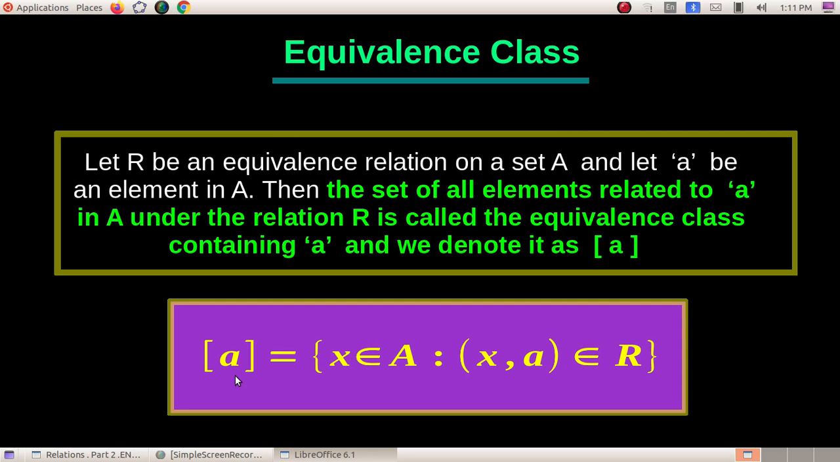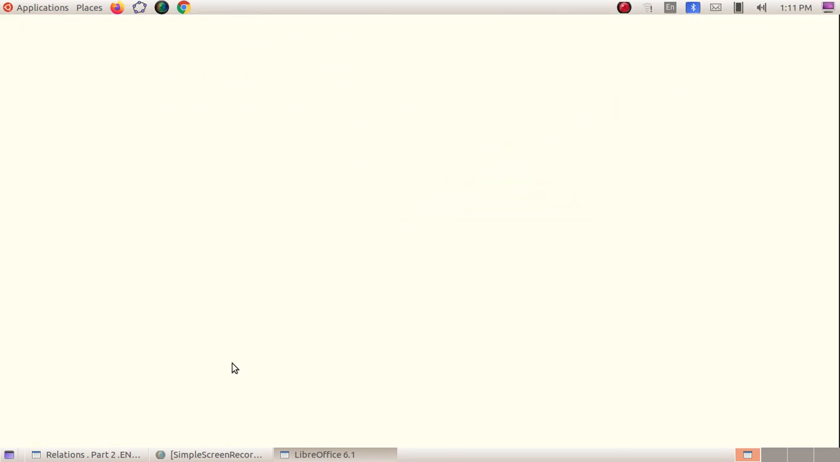So tell with me, equivalence class containing a is equal to the set of all x belongs to A such that ordered pair (x, a) belongs to R. We can say this ordered pair (x, a) as ordered pair (a, x) also, because the relation is equivalence, hence it is symmetric. Therefore whenever (x, a) belongs to R, then (a, x) also belongs to R. I think the concept of equivalence class is clear to you: the equivalence class containing a is equal to the set of all elements in A which are related to small a. Clear?